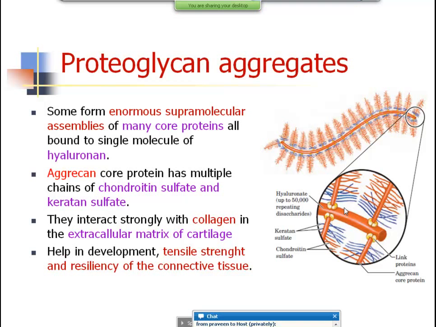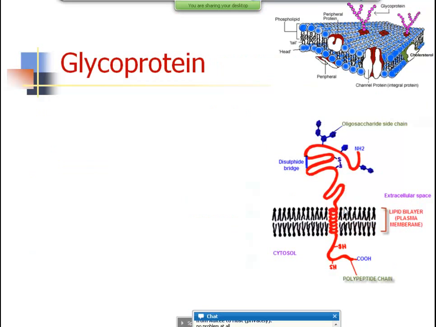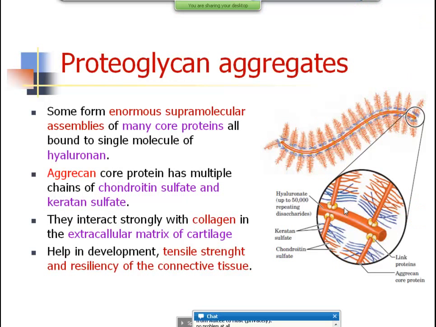And how are they present? They are present like a bottle brush. The hyaluronan is the rod onto which the threads of the brushes are present, and these threads are made up of chondroitin sulfate or keratan sulfate. Alright, so these are the various ways in which proteoglycans can exist in nature. Any doubts? Shall we proceed?